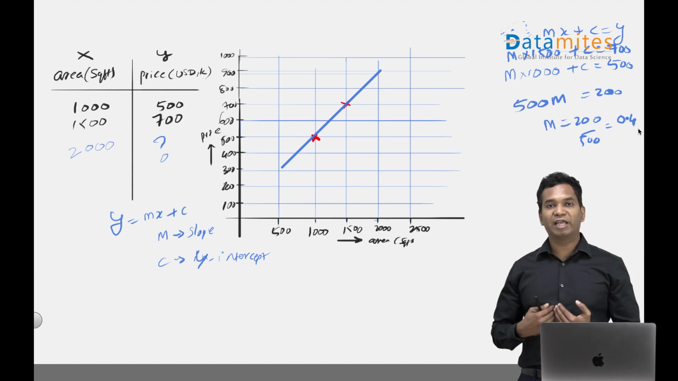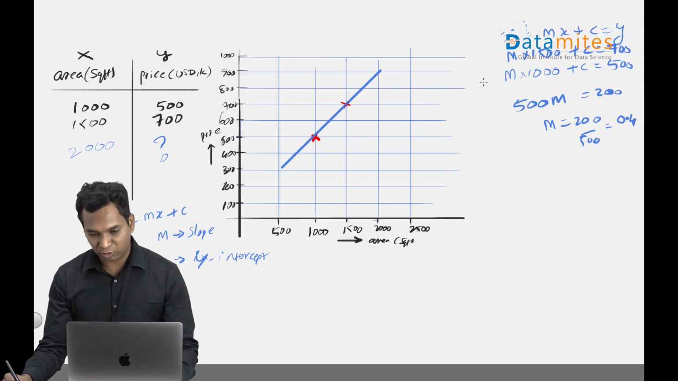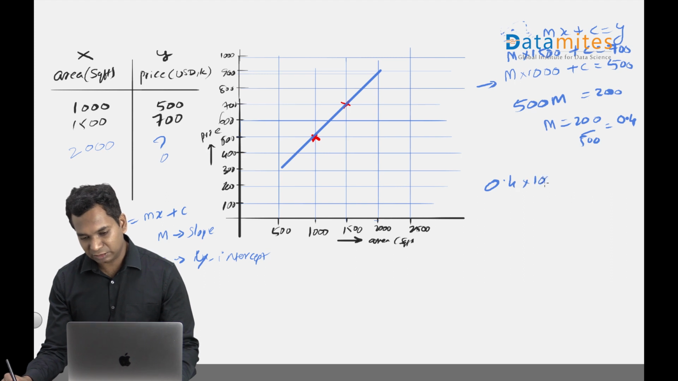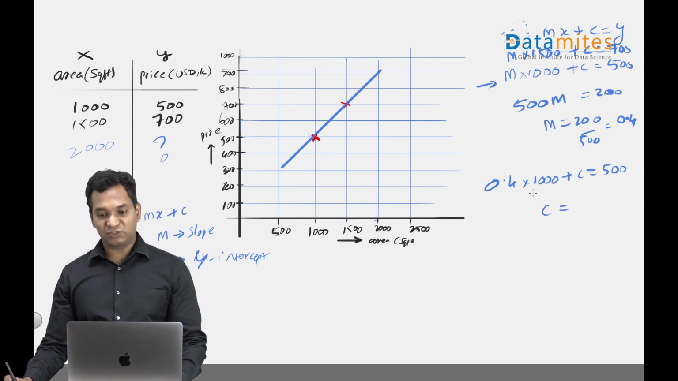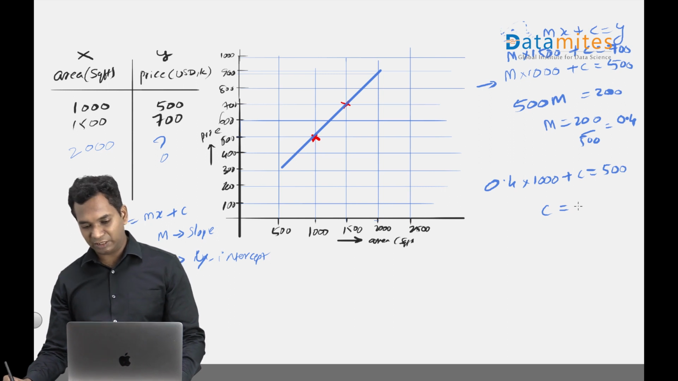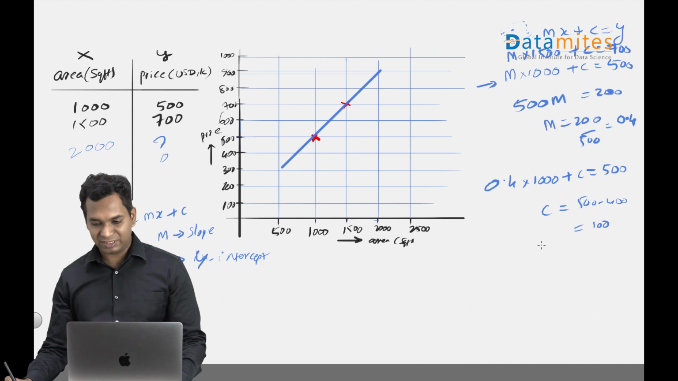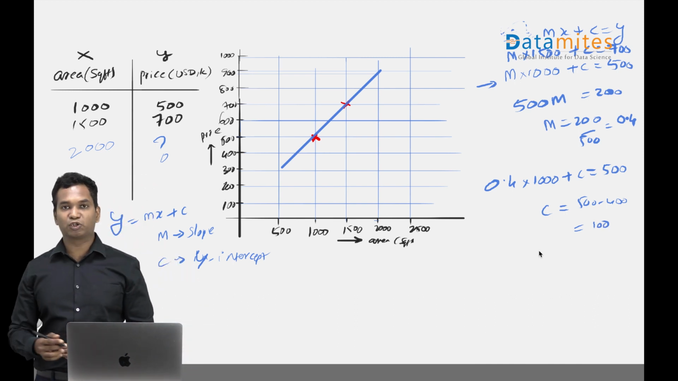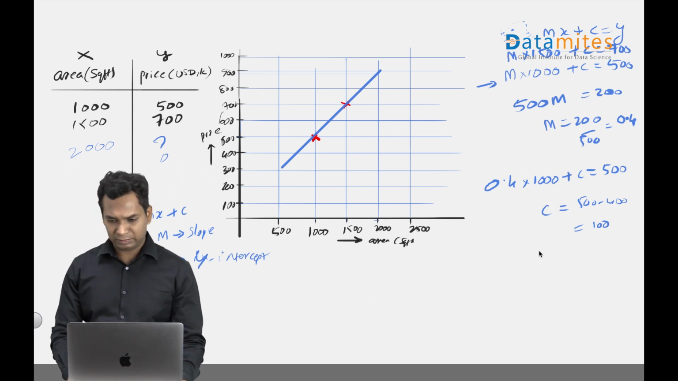So now that we have m is equal to 0.4, we can put this m value in any of these equations. Let's say I'm going to put it in this equation. So m is equal to 0.4 into 1,000 plus c is equal to 500. So c is equal to 400, because 0.4 into 1,000 is 400. So you'll take that 400 that side. 500 minus 400 is equal to 100. So c is equal to 100 and m is equal to 0.4. Brilliant.